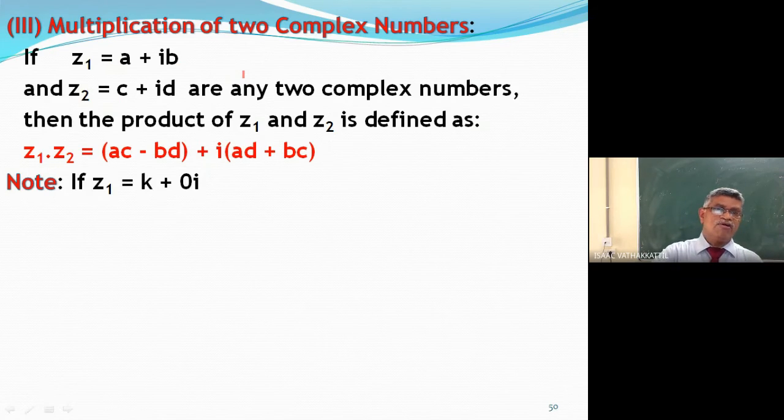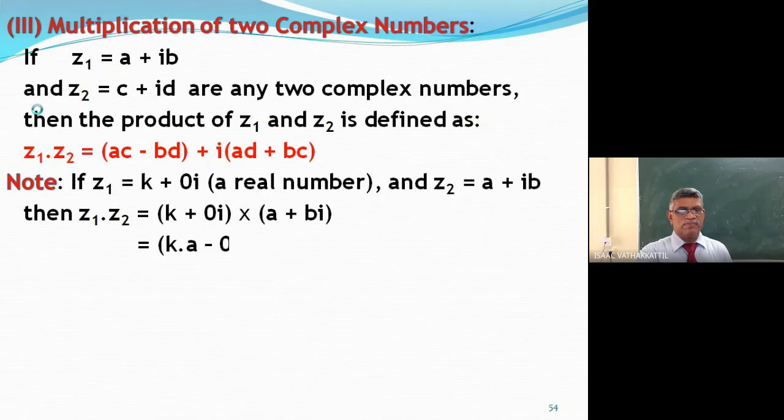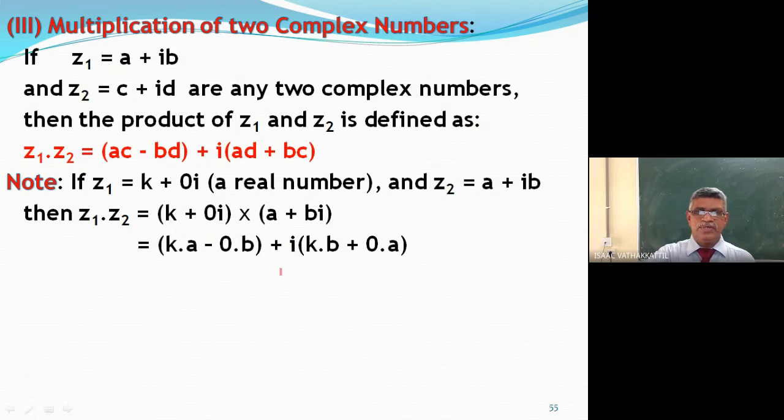If Z1 equals K plus 0i, K plus 0i means it is a purely real number. K is a real number. Then let us apply the multiplication. Z2 is A plus Bi. Z1 Z2 is (K plus 0i) into (A plus iB). By the above definition, it is AC minus BD, K into A minus 0 into B, plus i into AD plus BC, and we are getting KA plus KBi.